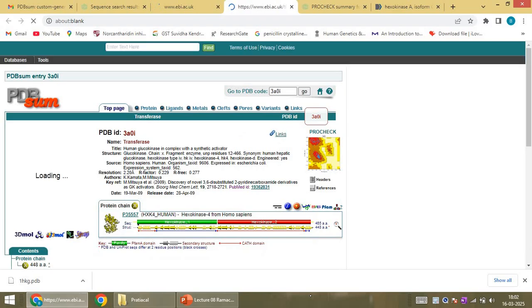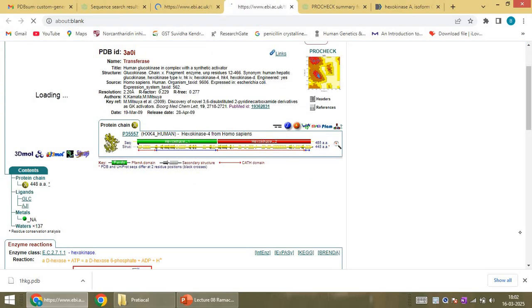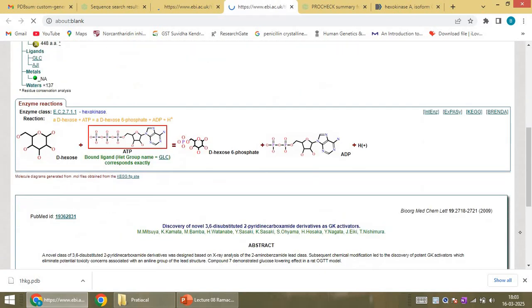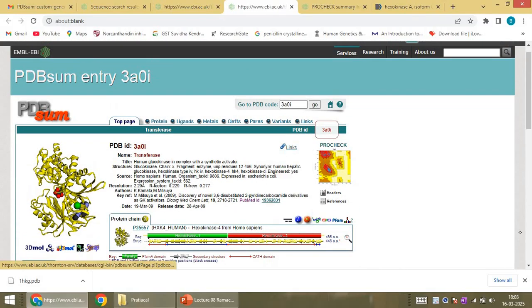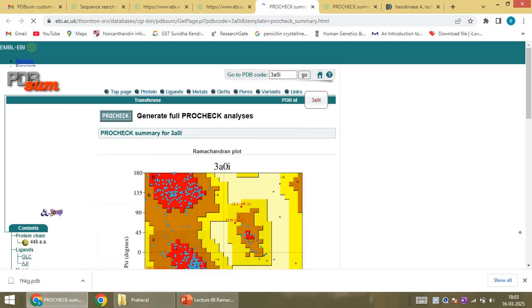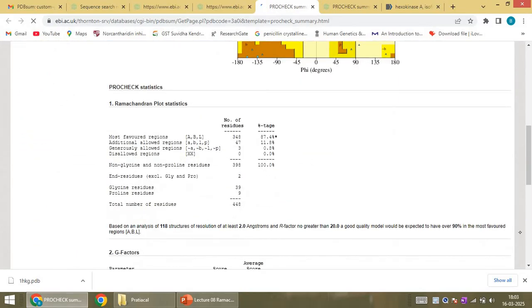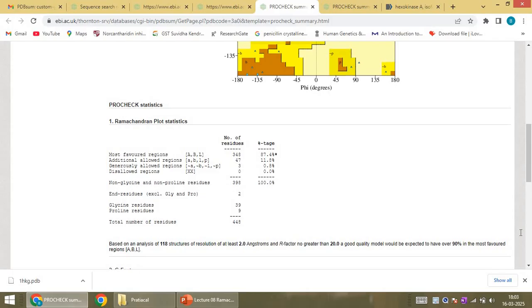And this is the result of our target molecule. This is the information related to the protein chain, ligands, metal, water molecule, enzymatic reactions, and literature information. And this is the Ramachandran plot of our target molecule, and this is the information related to the Ramachandran plot. In this way, we retrieve the Ramachandran plot by PDB ID or by sequence.